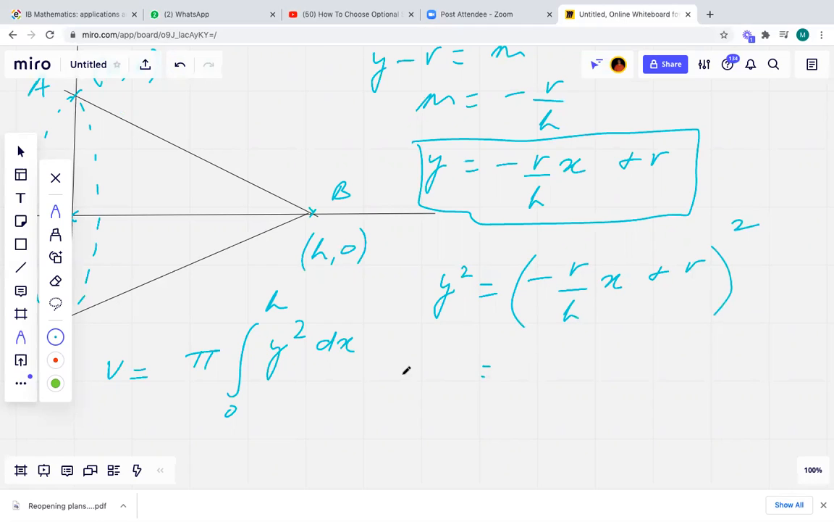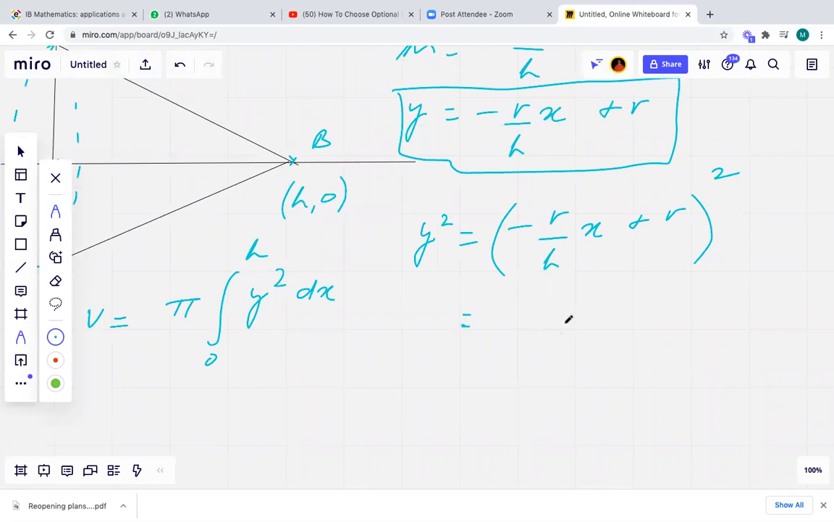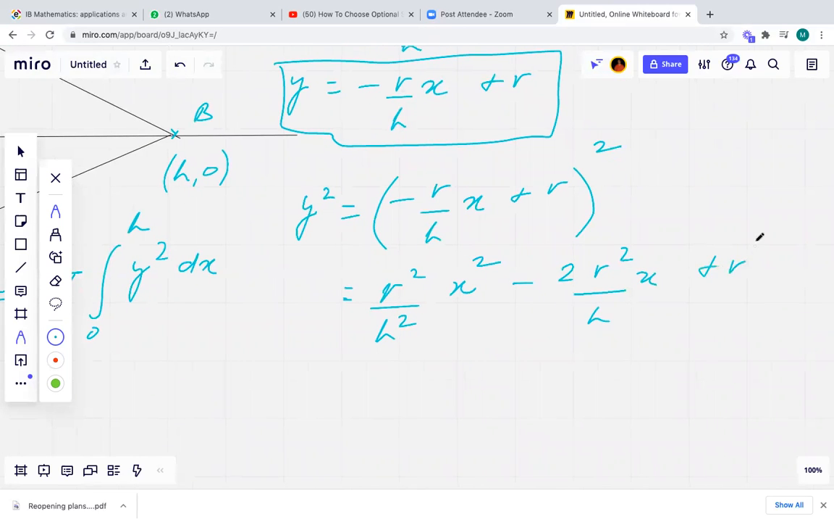a square plus 2 into this into this. So r square x square by h square minus 2 r square x by h plus r square. Perfect, very good.